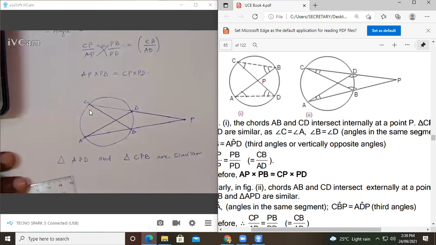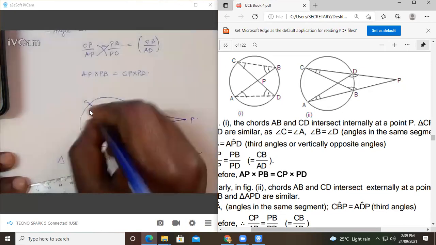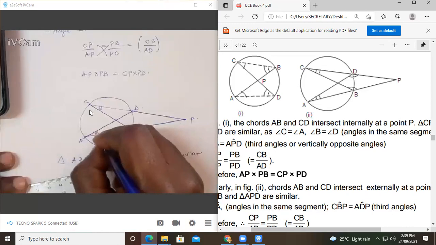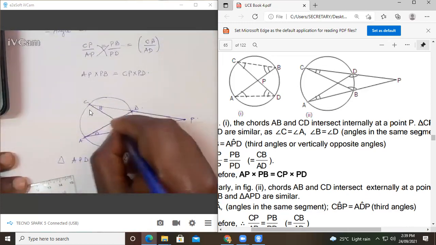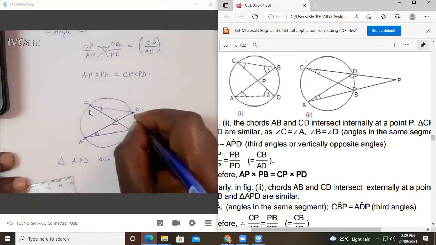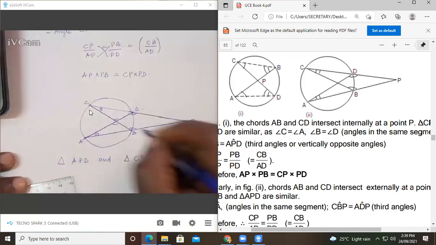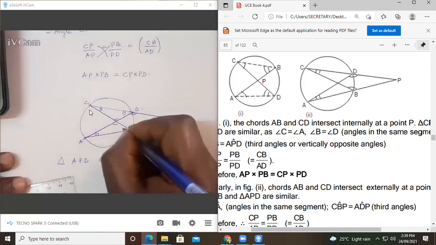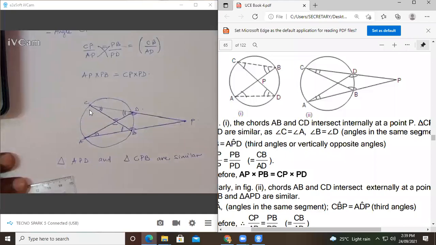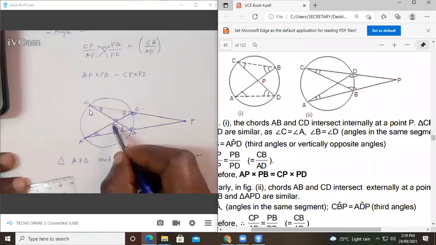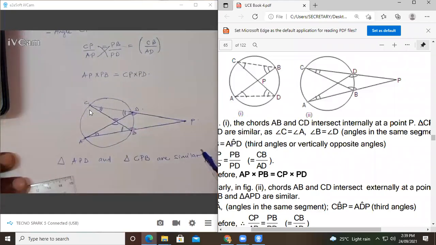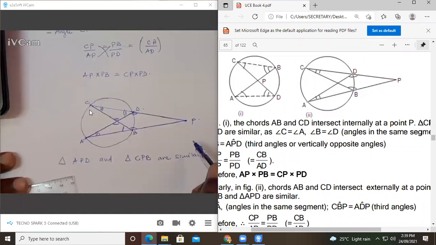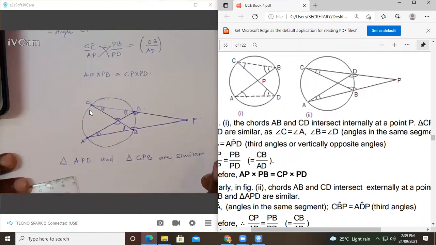Now, if they are similar, it means that this angle which is here is equal to that angle, and also this angle is equal to this angle. This angle which is here is equal to this angle, and also this angle which is here is equal to this angle. That's what we mean by similarity. So all these angles are going to be equal because the triangles are similar. Are we together?